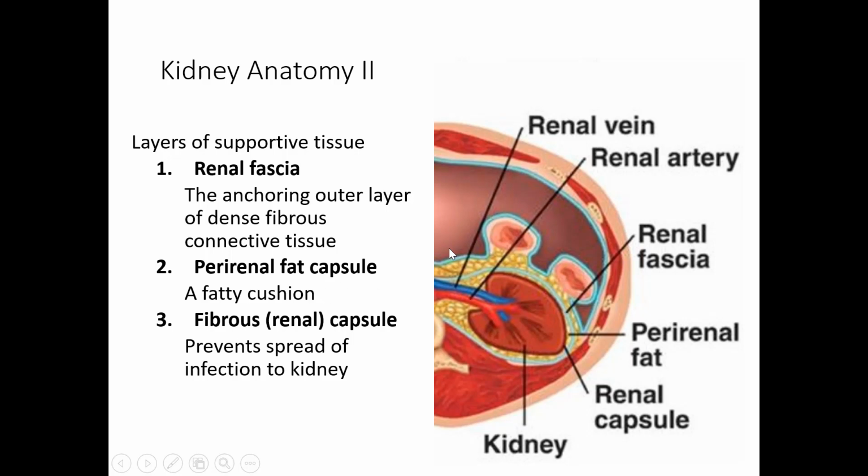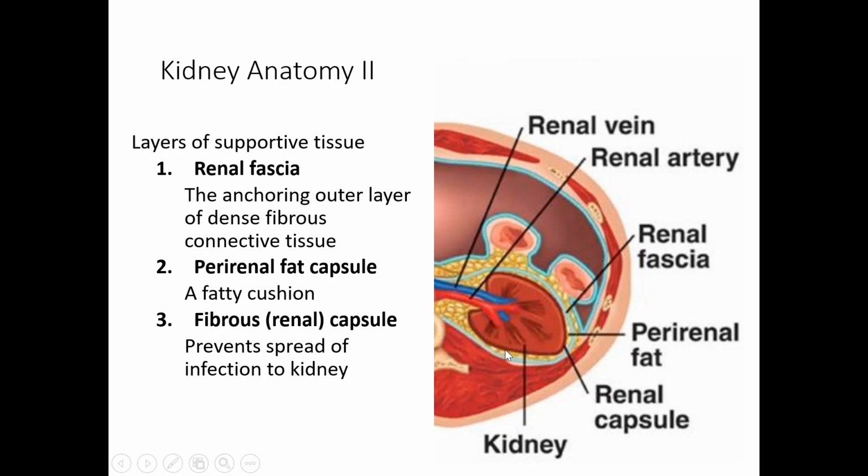Let's continue about kidney anatomy. Here I put a different picture, not from your book, so you could see exactly 3 layers of supportive tissue surrounding the kidney. That is a transverse cut of the body, that is the kidney, and you can see that bluish line, that would be your renal fascia. That's the outer layer of dense fibrous connective tissue that anchors kidneys to surrounding tissues. Then we have a thin yellow layer that would be the perirenal fat capsule, a fatty cushion surrounding the kidney.